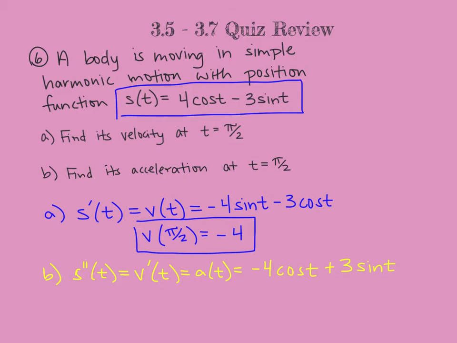All right, now part B wants us to find the acceleration at pi over 2. So we need to find a of pi over 2. So once more, we can do this in our head. The cosine of pi over 2 is 0, while the sine of pi over 2 is 1. So this term goes away, and this term ends up being 3 times 1. So our acceleration is 3. Again, lack of units because I forgot to write them.